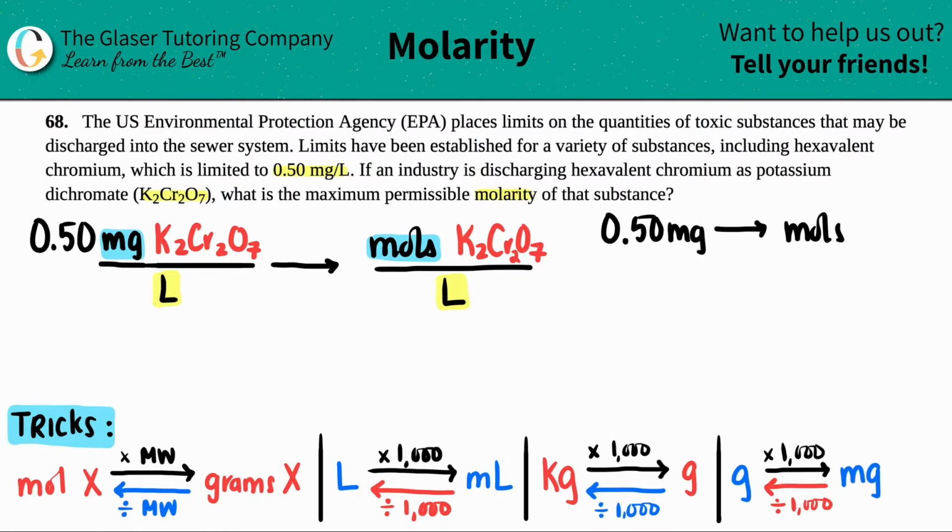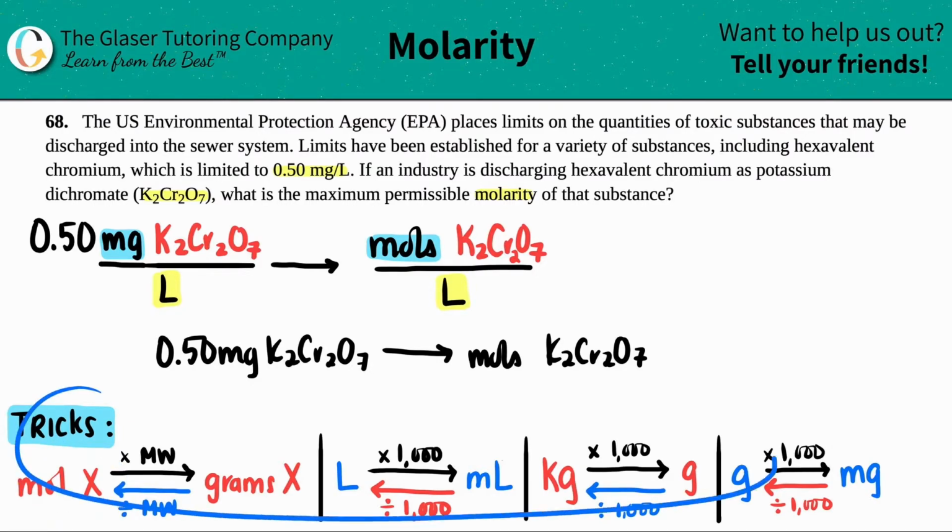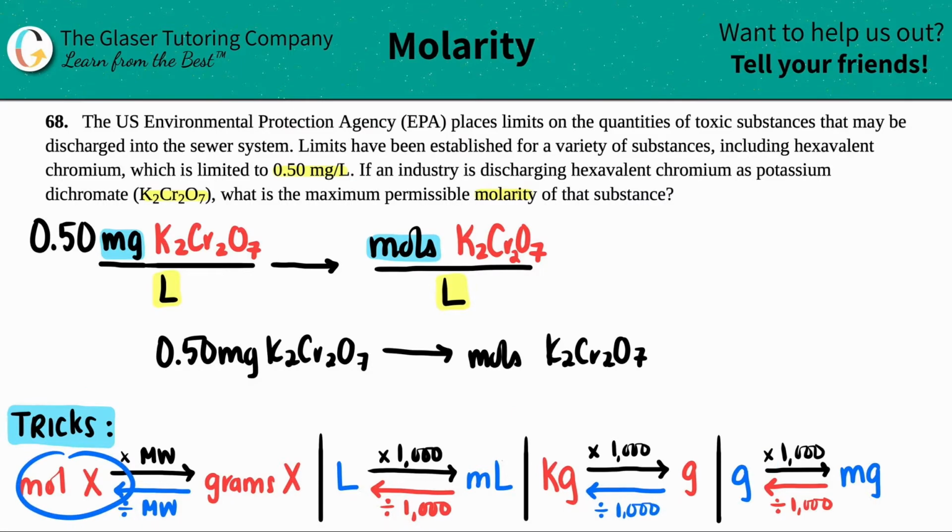Okay, so how do we go from milligrams to moles? Maybe I'm just going to move this down here so that we can get a better picture of it. 0.50 milligrams of K2Cr2O7, and I want to go to moles of K2Cr2O7. Okay, so how am I going to do that? Well, here's the final result, if I'm using my tricks down here. I want to get moles of something.